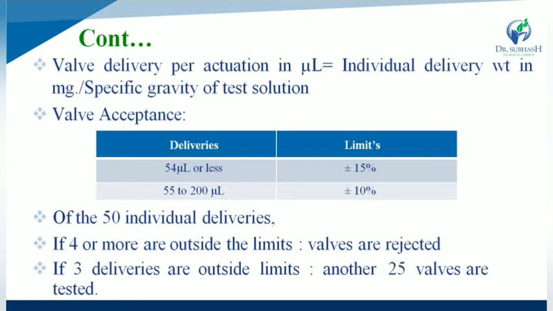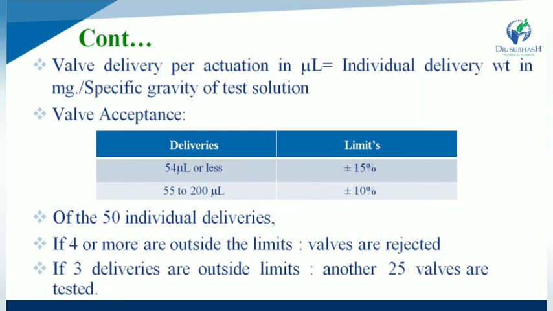Valve delivery per actuation. The formula for valve delivery per actuation in microliters is equal to the individual delivery weight in milligrams divided by the specific gravity of the test solution. Valve acceptance: if a valve delivers the drug substance at 54 microliters or less, plus or minus 15% is acceptable, and for valve deliveries of around 55 to 200 microliters, the acceptance limits are plus or minus 10%.